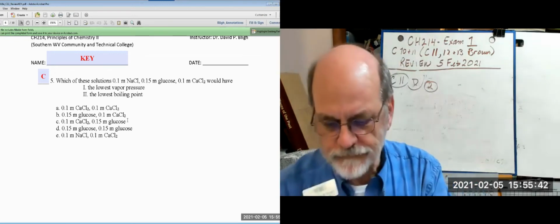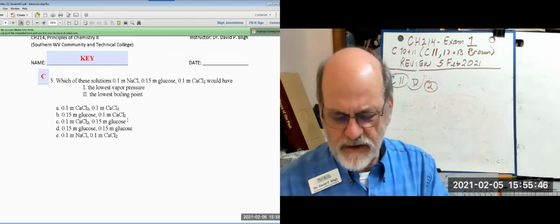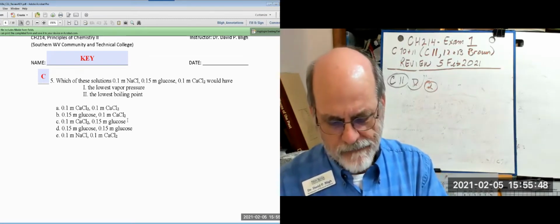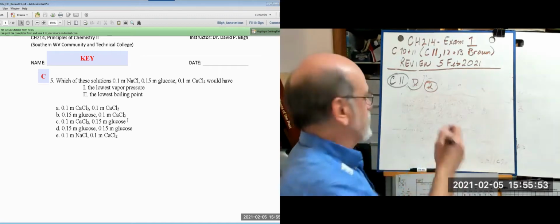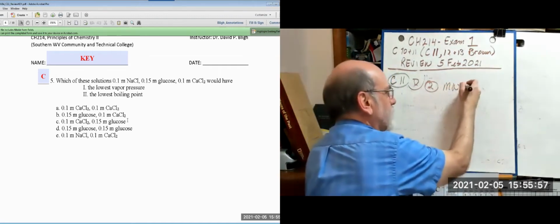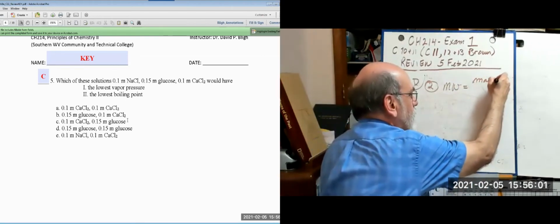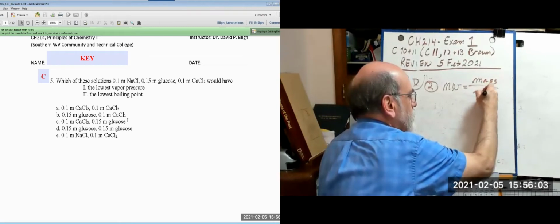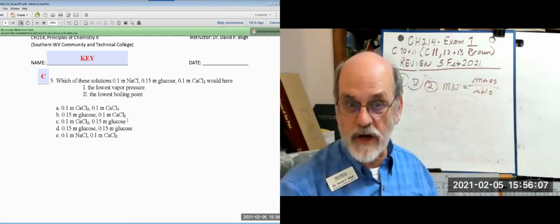All right, number 2. Let's read this one backwards. What is the molar mass of the solute? We've got to find molar mass. Molar mass, I often say molecular weight, same thing. We need the mass of a certain number of moles of the solute. Okay, that'll answer our question.